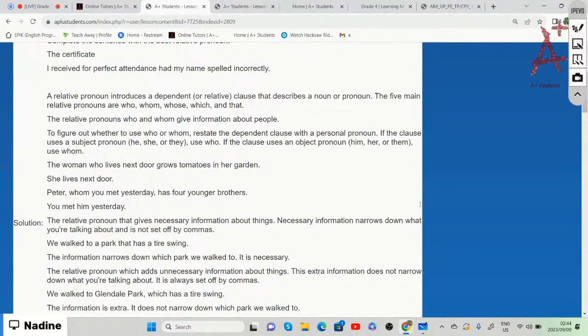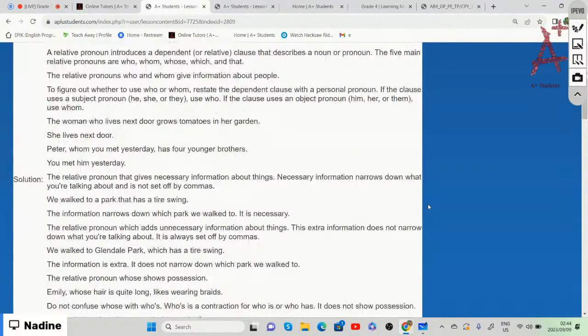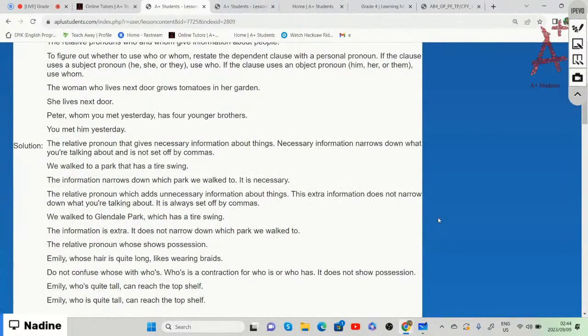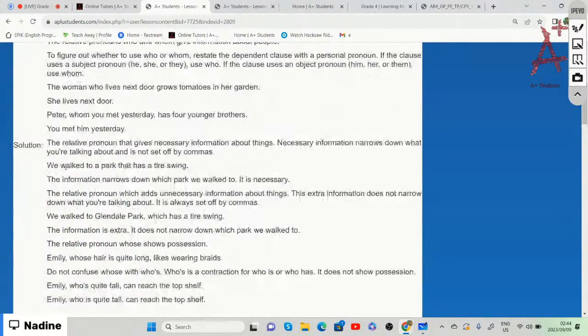Now we also have the relative pronoun that, which gives necessary information about things. Necessary information narrows down what you're talking about and is not set off by commas. In our example, we walked to a park that has a tire swing. That is not set off by commas.